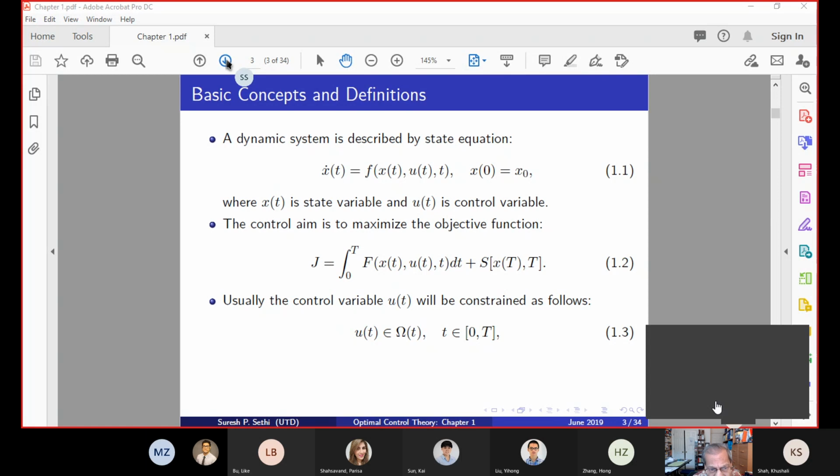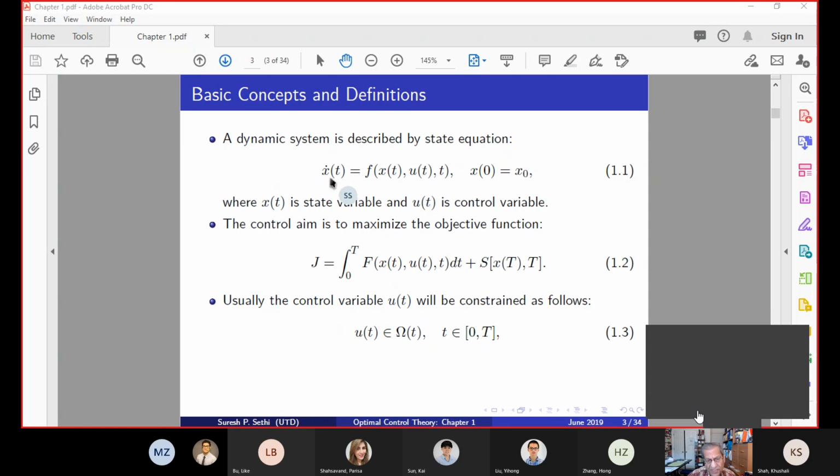So we define a dynamic system by a state equation, which is actually a differential equation. What you see, x dot t, is another way to say dx/dt. Everybody knows what dx/dt means. So this is dx/dt equal to something. Now notice there's something else coming in, so forget this u(t) for a while.